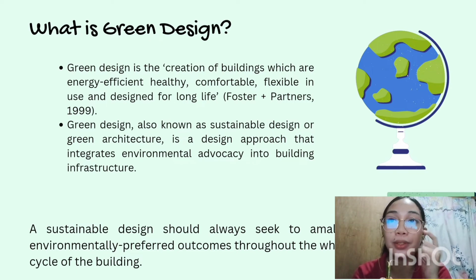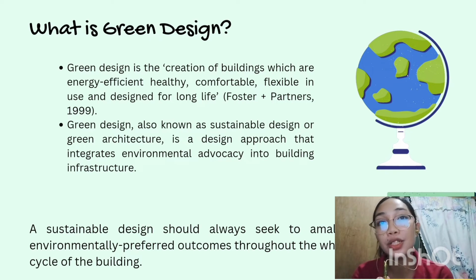So, a sustainable design should always seek to amalgamate environmentally preferred outcomes throughout the whole life cycle of the building. The choices that are made during the design stage can have a huge impact on how sustainable a building can be. Therefore, if a building can adapt over generations and still remain environmentally friendly, it is truly sustainable. This is what is at the core of sustainable design, the ability to adjust to changes through time.